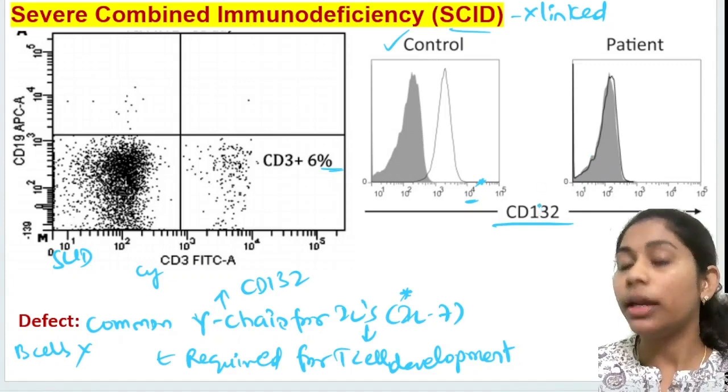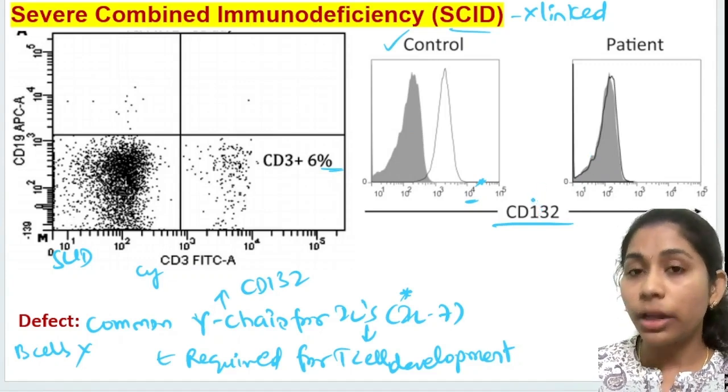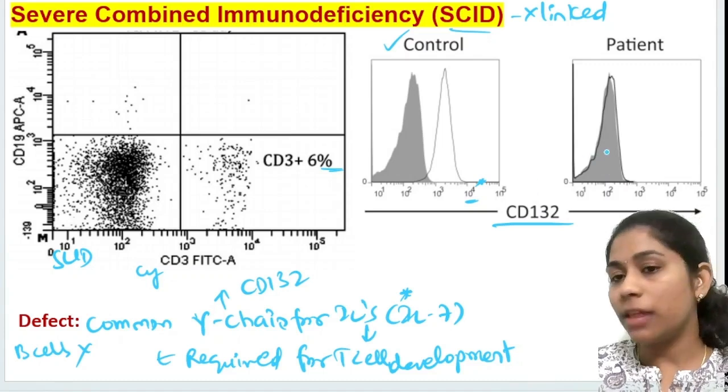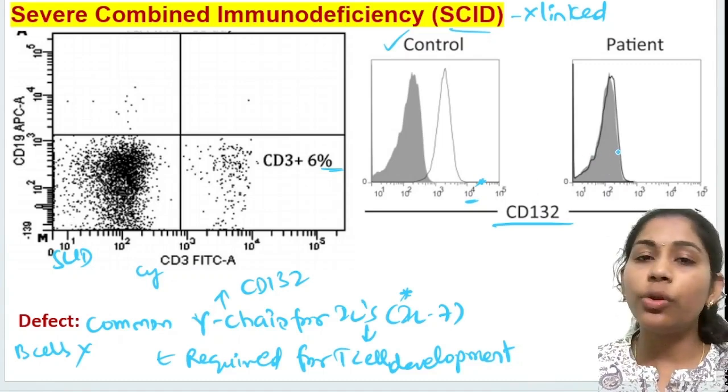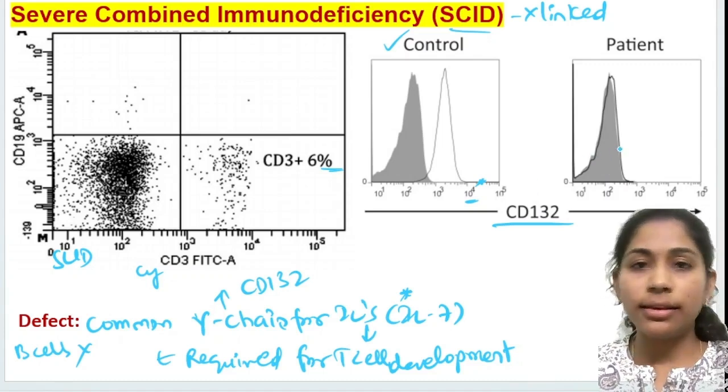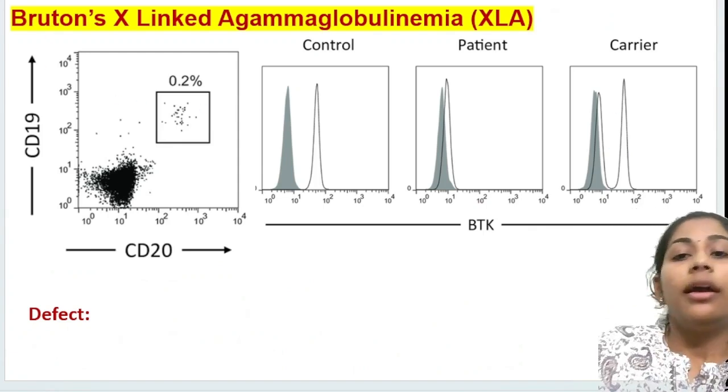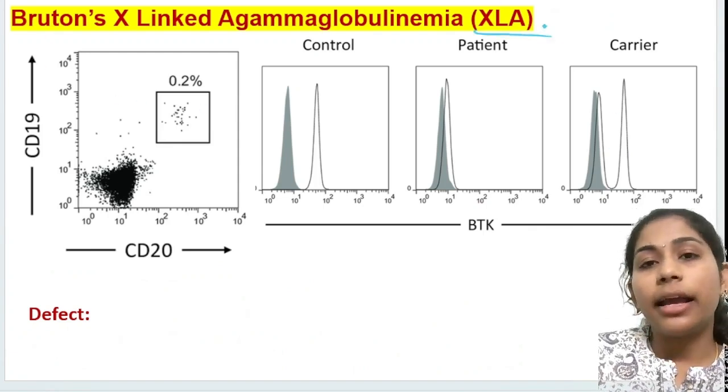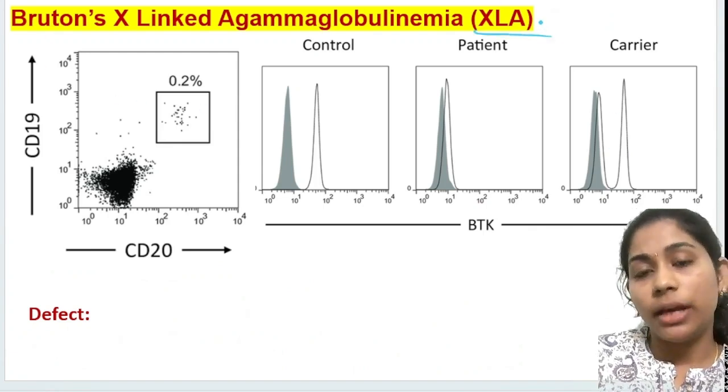So the CD132 can't bind to the gamma chain. That means it can't bind to its corresponding antigen, so there is no fluorescence. It's as simple as that. You should know the defect and the CD marker for it. Okay, SCID is done. Then for the B cell defect, that is X-linked agammaglobulinemia, Bruton's X-linked agammaglobulinemia.